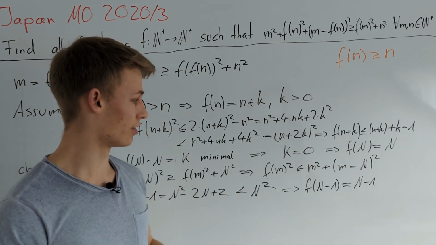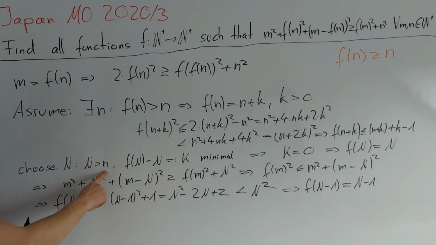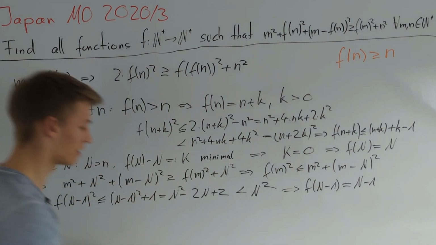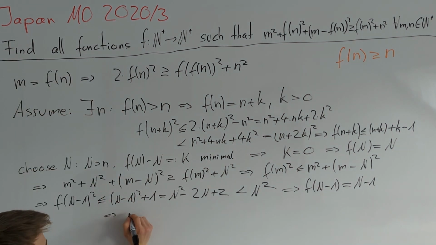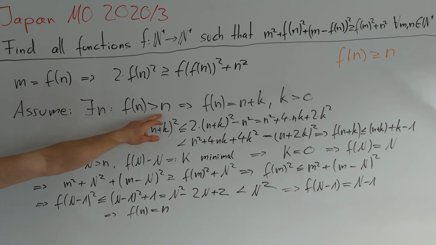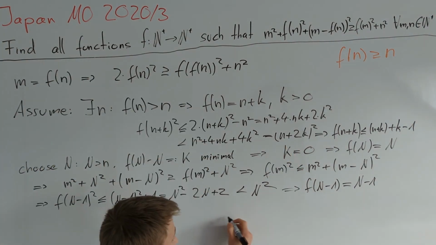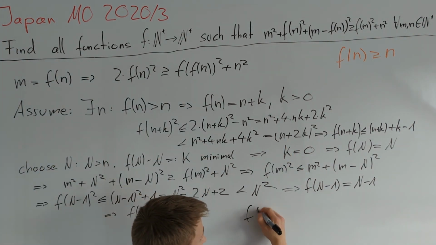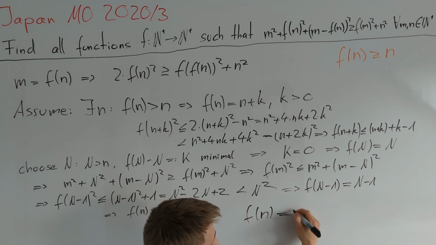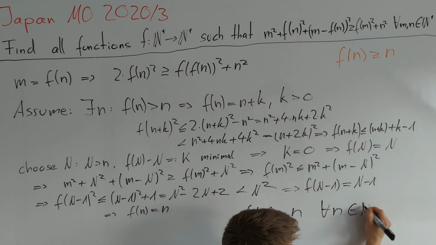Now we can go on inductively with the same argument up to the value small n to conclude that we also get f of small n is equal to n. This is a contradiction to our assumption that f of n is greater than n, and therefore this assumption must be wrong, and so the only possible solution to our problem is that f of n is equal to n for all positive integers n.